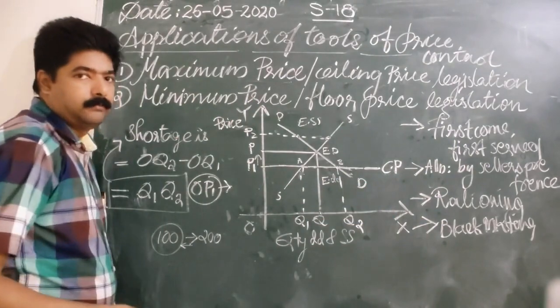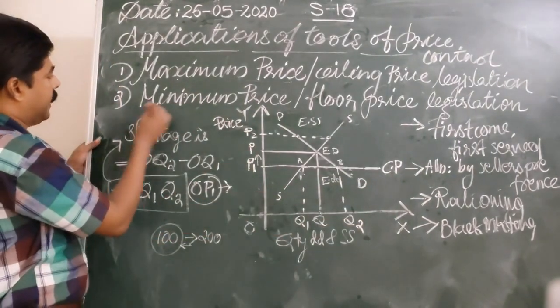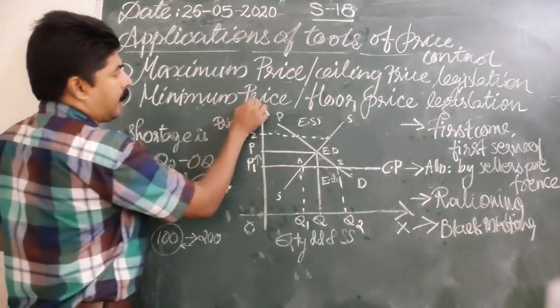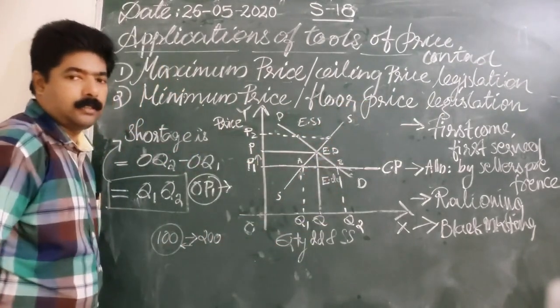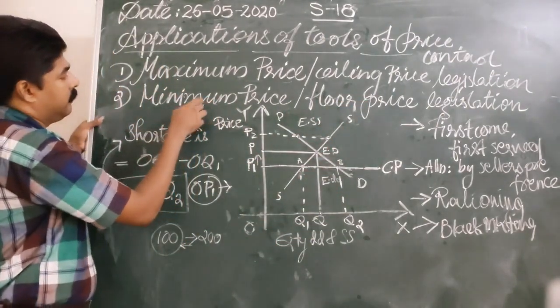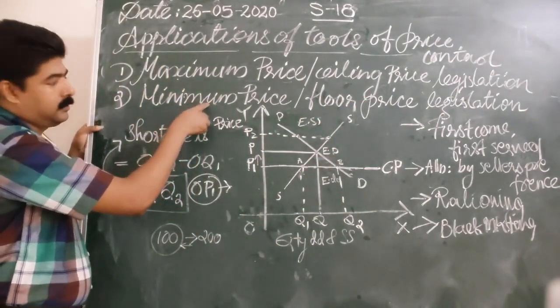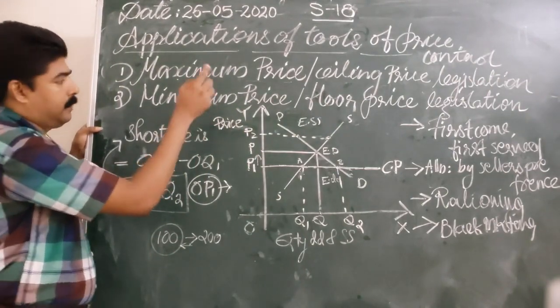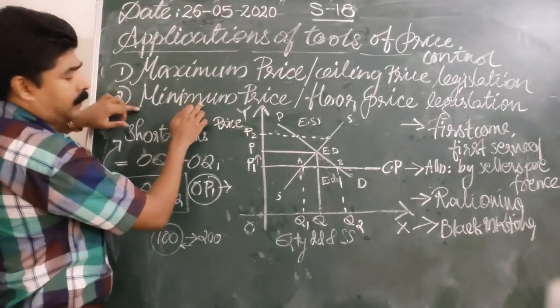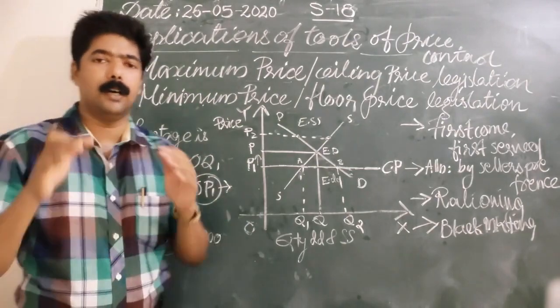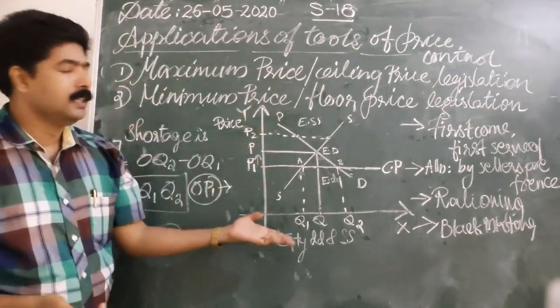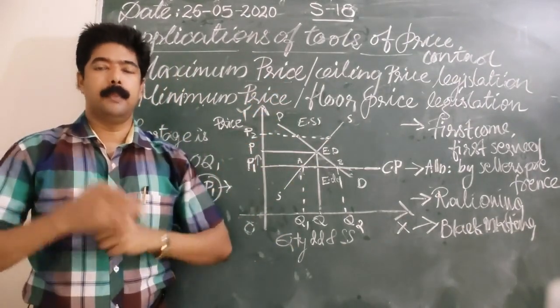We will move to the next topic, minimum price or floor price legislation. This we will discuss in the next class, the last part of this chapter. By discussing this particular part, we complete our chapter. So up to here, you need to read the textbook and make it clear.